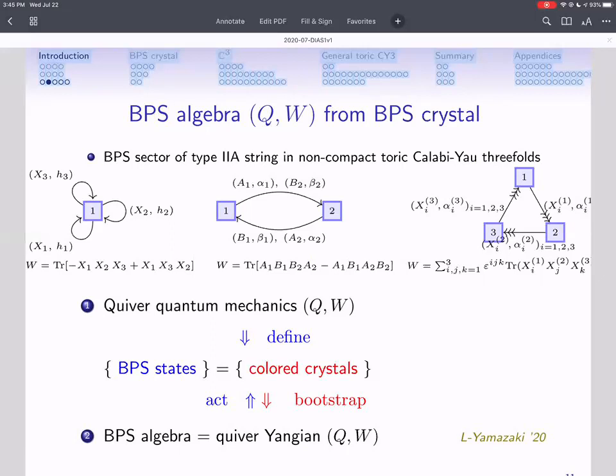For example, this one will have 2 colors, and this will have 3 colors. Also, the shape of the crystal will not be the same as a plane partition. The shape will be determined by the information in this Quiver superpotential pair. So the result of this talk is to explain how to bootstrap the BPS algebra for general toric Calabi-Yau, starting from the information contained in the Quiver quantum mechanics.